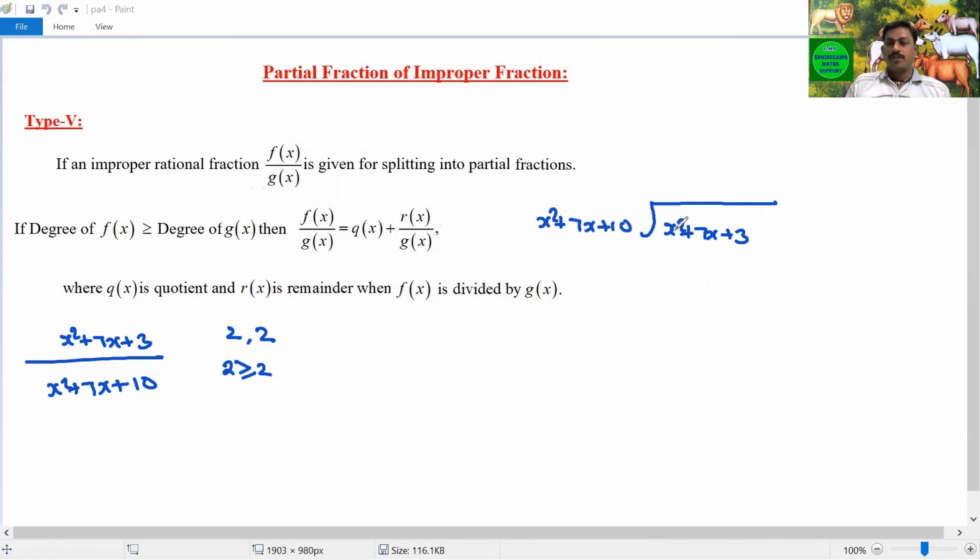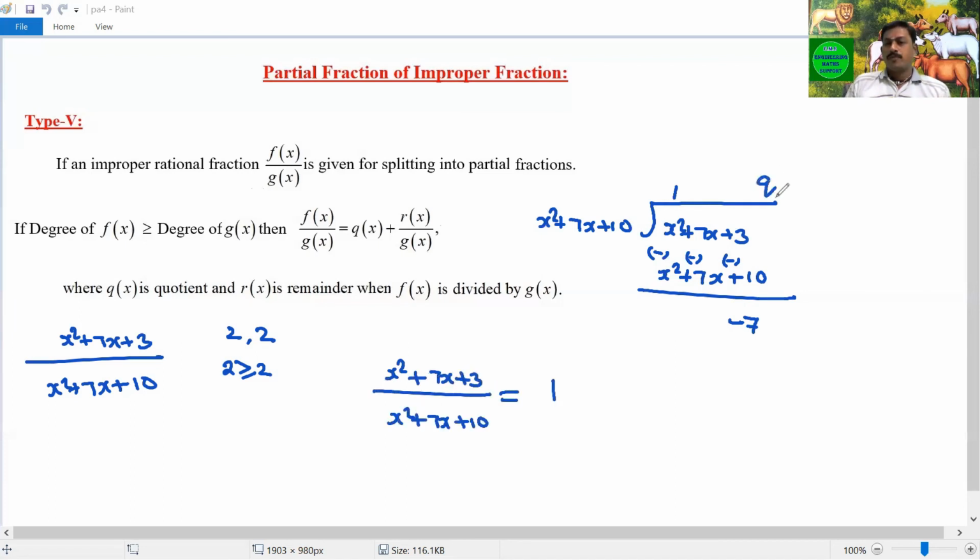Here if you observe x square, here also x square is there, so multiply by 1. So 1 into x square, plus 1 into 7x is 7x, plus 1 into 10 is 10. If you subtract this, the first two terms will get cancelled. You will get minus 7. Therefore, we can express our given improper fraction as: this is your quotient, this is your remainder. So quotient is 1, remainder is minus 7 divided by g of x, which is x square plus 7x plus 10.